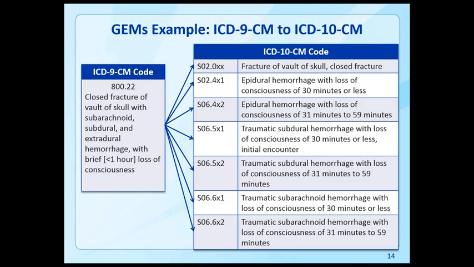The example we have is 800.22. It's a closed fracture of the vault of skull with subarachnoid, subdural, and extradural hemorrhage with a brief loss of consciousness, defined as loss of consciousness less than 1 hour. And so there's no one-to-one match of this ICD-9-CM code into ICD-10-CM. So when you look up this code in the GEMs, you're directed to 7 possible code matches. And I'll go through these ICD-10-CM codes to explain why.